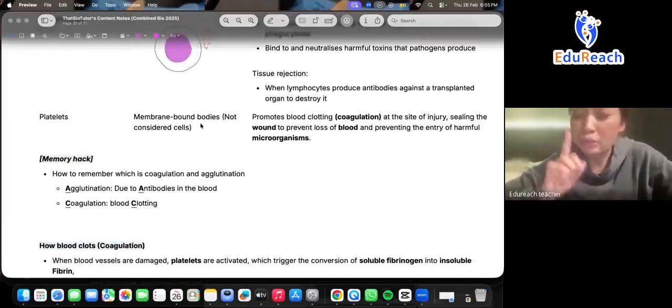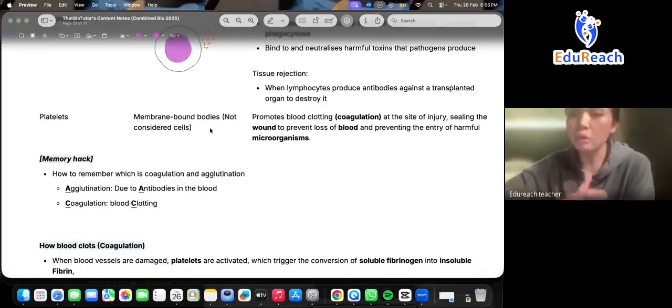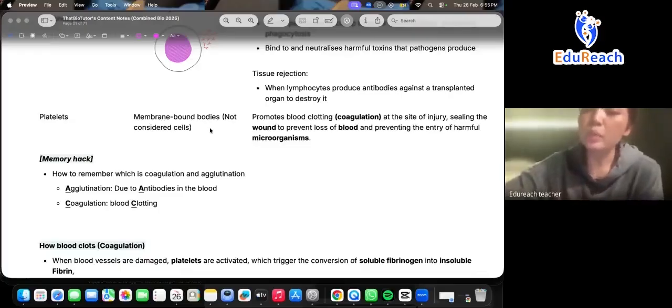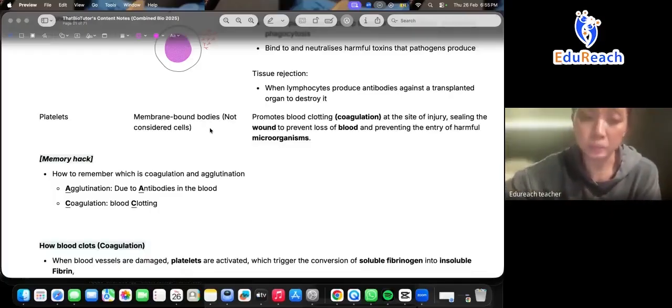Platelets are not cells, okay? Platelets are basically membrane-bound bodies. They are not considered cells. What do they do? They promote blood clotting at the site of injury, sealing the wound to prevent loss of blood and preventing the entry of harmful microorganisms.